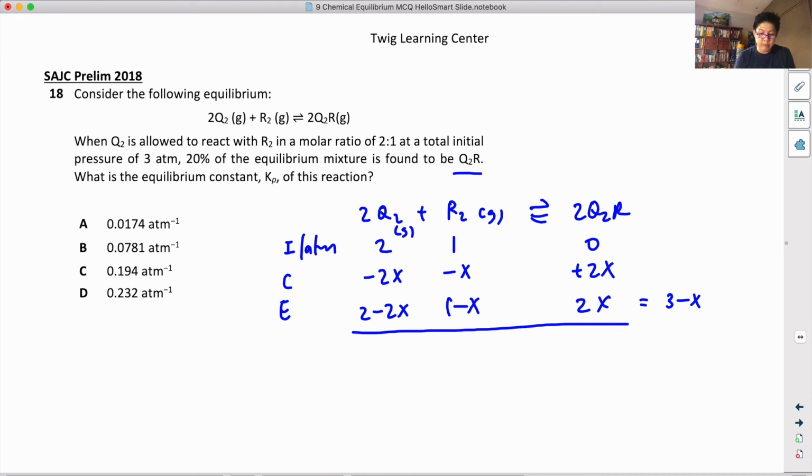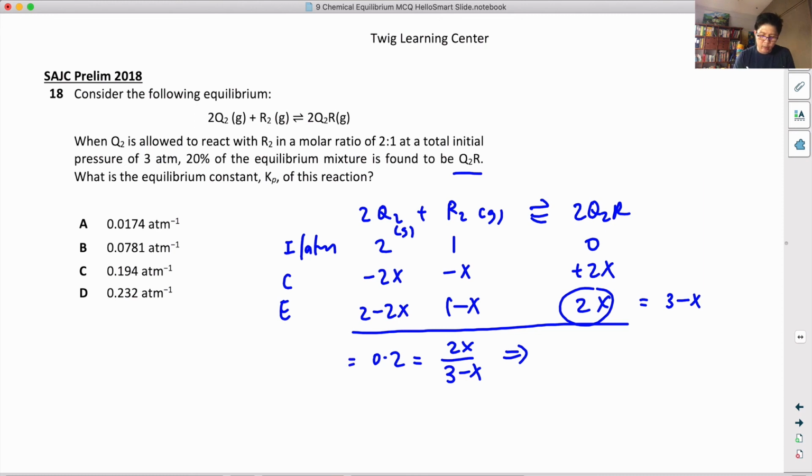So which means 20% means 0.2, right? It's actually 2x over 3 minus x, right? 2x out of the total. Okay, and that's 20%. So if you work it out, okay, let's work it out nicely. So maybe I take it as this.